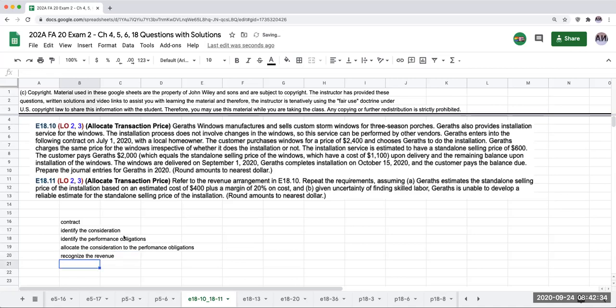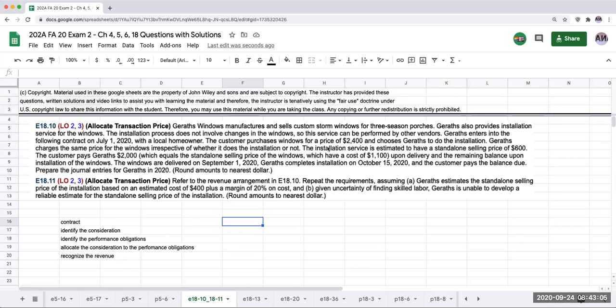So for this one here, my approach is going to be a little bit different than what you're going to see in the textbook solution, but we're coming up to the same answer. So here we have Geraths Windows, which manufactures and sells custom storm windows for 3-season porches. Geraths also provides installation services for the windows. The installation process does not involve changes to the window, so the service can be performed by other vendors.